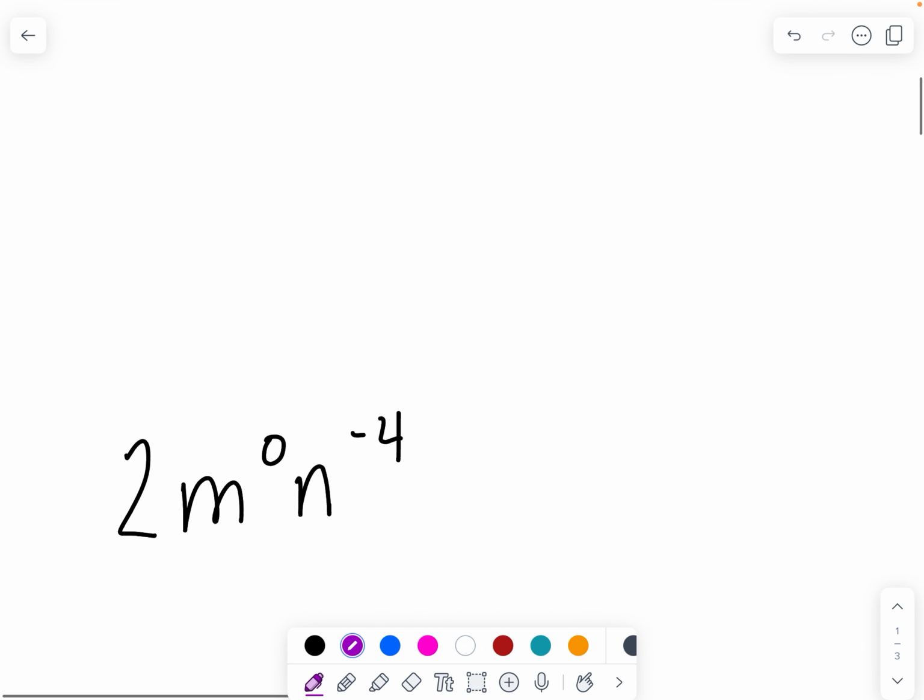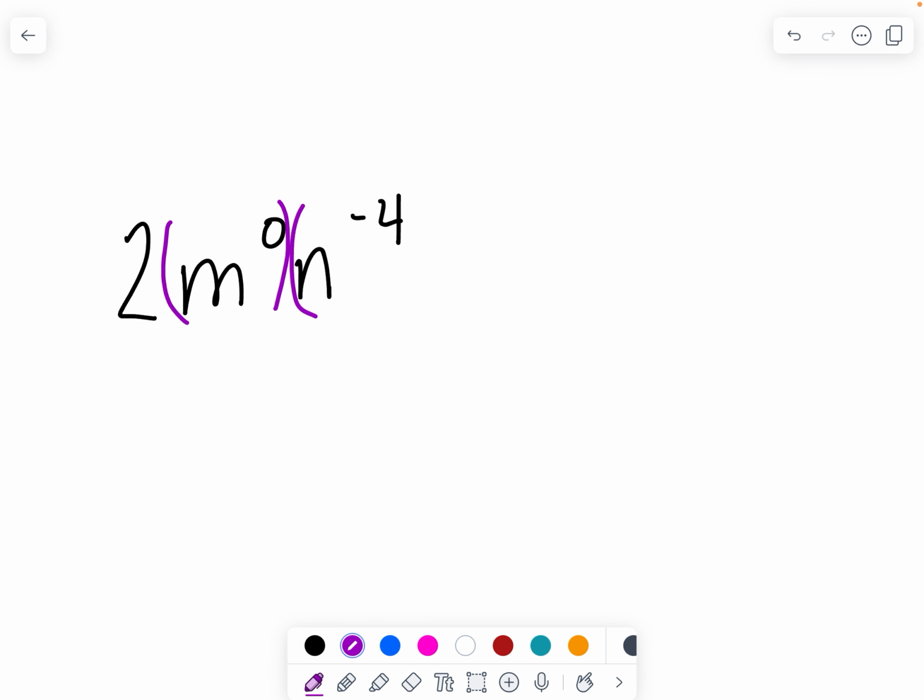Now these guys, when they put them together, here's what I want you to do. I want you to look at each one. Okay. So leave that 2 alone for a little bit. What's m to the 0 power? Anything to the 0 power is 1. And n to the negative 4, remember, that goes to the bottom, like that.